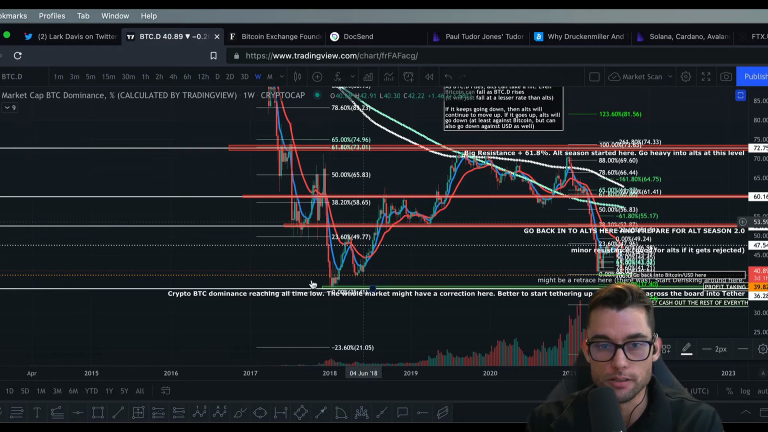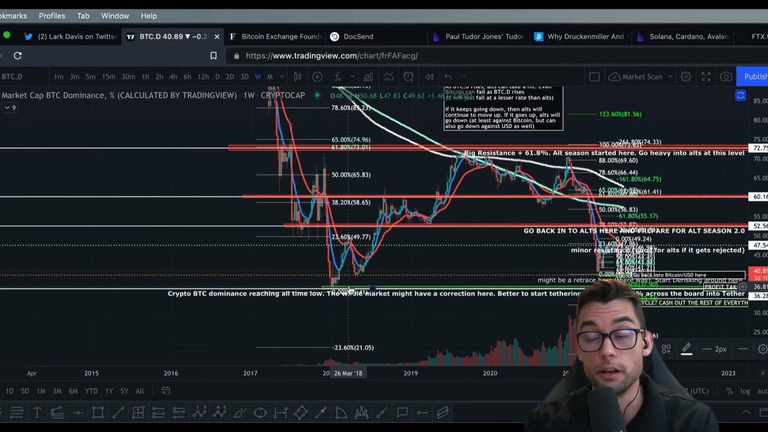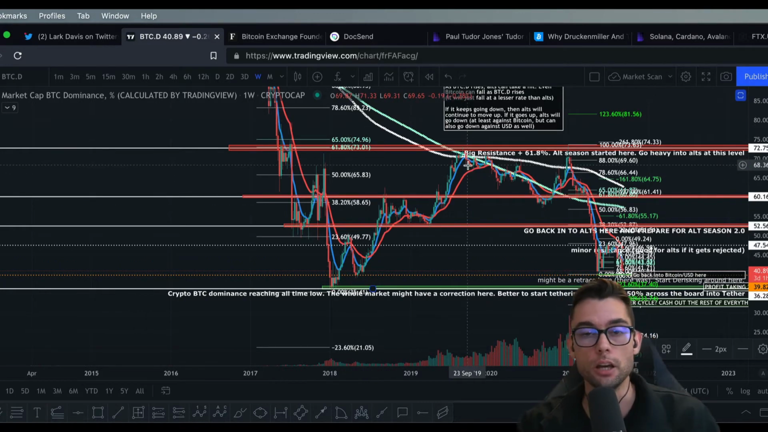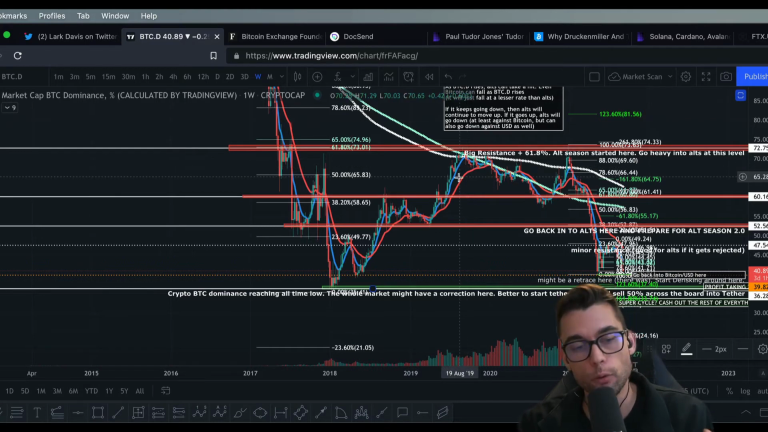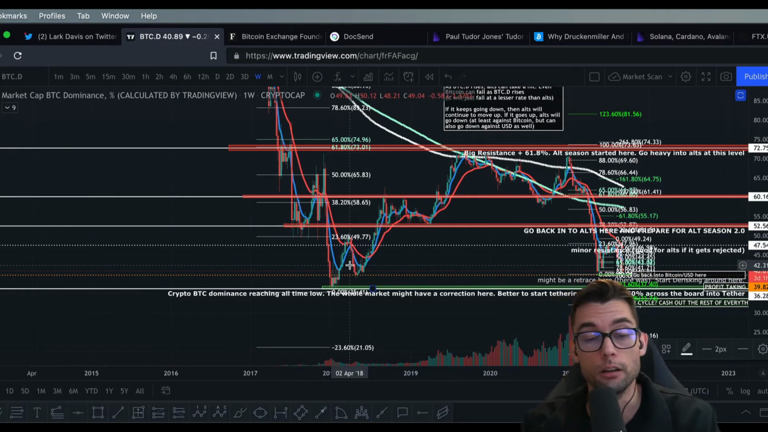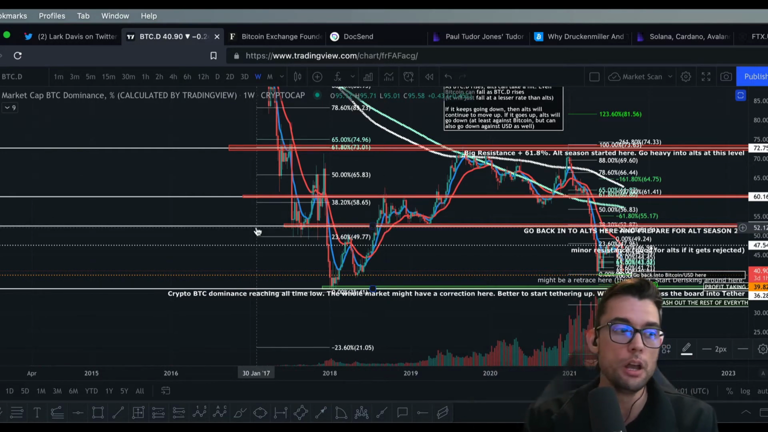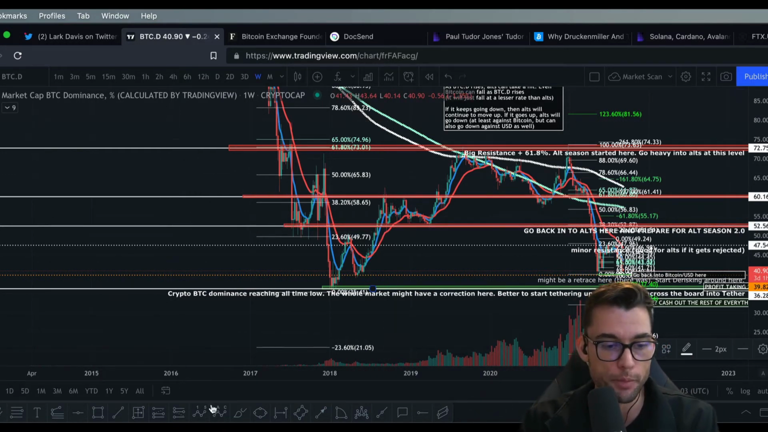And then everything started retracing, and Bitcoin dominance started getting more and more, which means that the money that was in cryptocurrencies went back into Bitcoin. A lot more went back into Bitcoin. It cycled back into Bitcoin. And that's where we have the cycle where it goes Bitcoin.